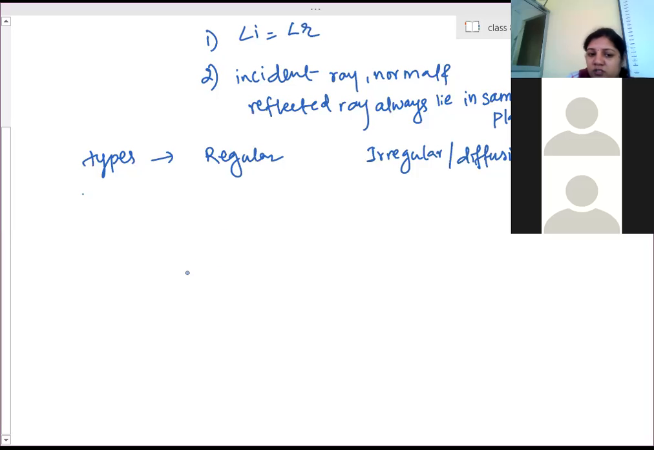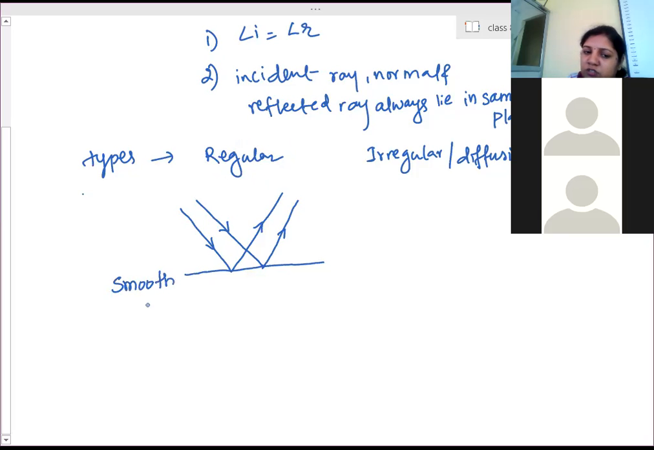So regular reflection: the reflection in which, if the incident rays are parallel to each other and strike the mirror, then after reflection also they remain parallel. More than one incident ray parallel to each other strikes the smooth polished surface. After reflection, the reflected rays also remain parallel. Such type of reflection is considered regular reflection. And for the second point of difference, for regular reflection, the surface should be smooth and polished.